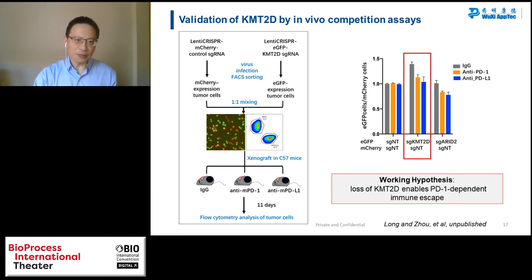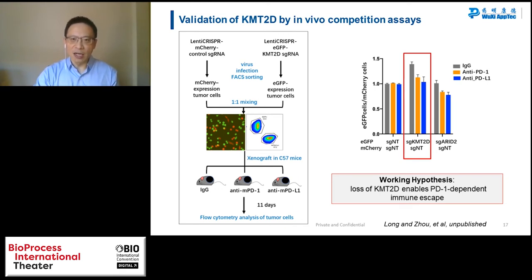Briefly, we knocked out KMT2D in mCherry expressing cancer cells and mixed them with EGFP expressing control cells. Then we implanted this mixture into syngeneic hosts and treated these hosts with anti-mouse PD-1 or anti-mouse PD-L1. In the end, we harvested the tumors, dissociated the cells, and ran FACS analysis for the composition of EGFP and mCherry expressing cells.